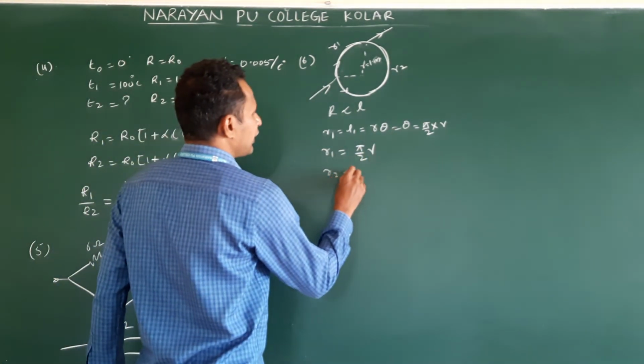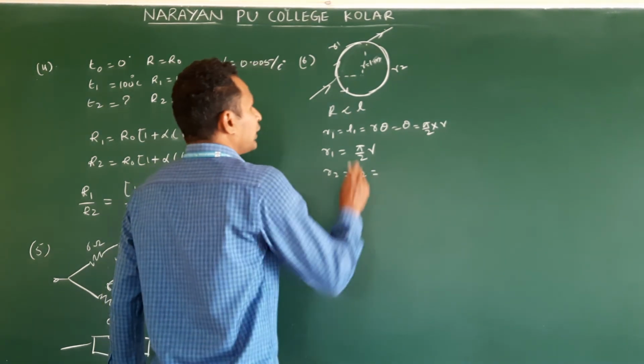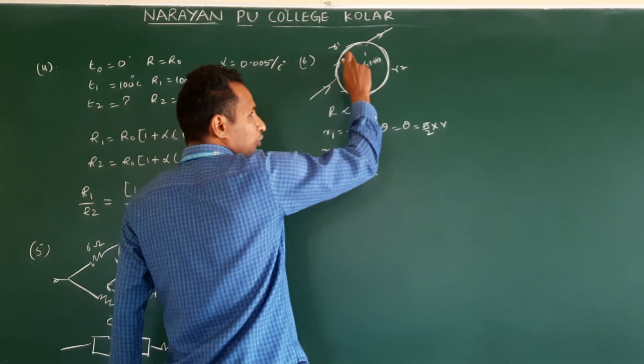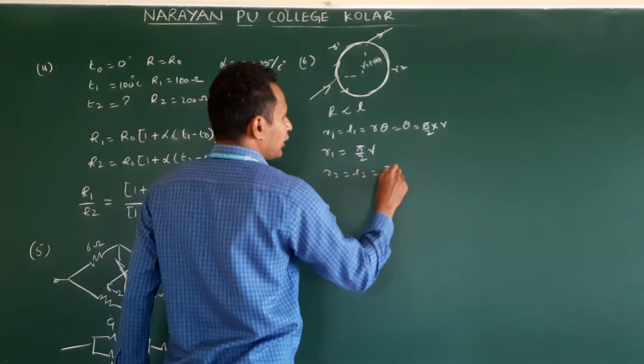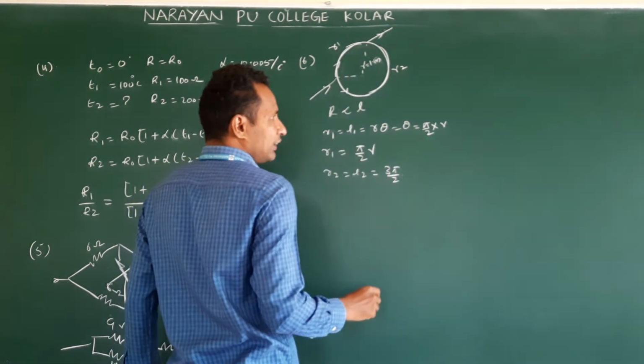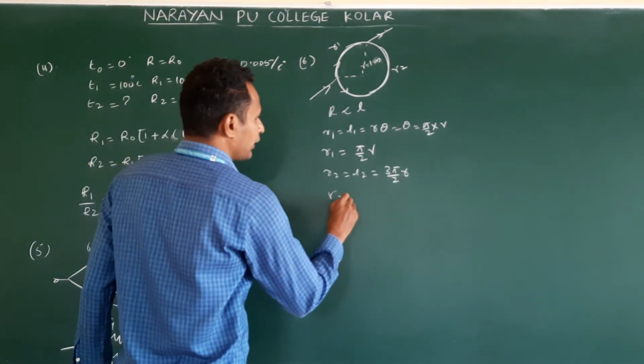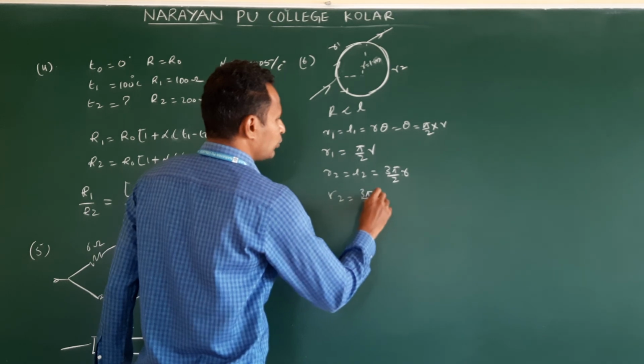Similarly, R2 is nothing but L2. So again R is 1 meter. What is the theta remaining? This arc, this already pi by 4. Sorry, pi by 2. Remaining is 3 pi by 2. That is the length. Multiply with R. Then R2 will be 3 pi by 2 R.